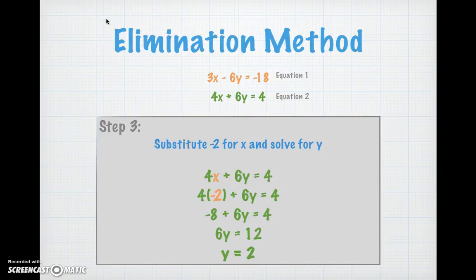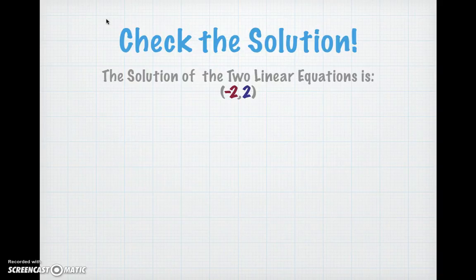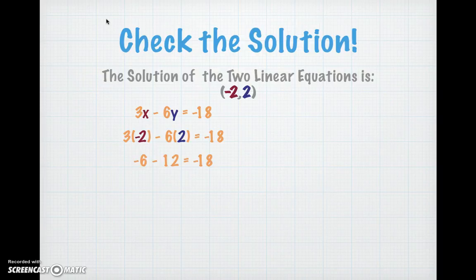Now that I have what my x and my y equal, I can take those points, negative 2 and 2, and I'm going to check them to see if they're a true solution for those linear equations. So I'm going to substitute negative 2 into the x, and positive 2 into my y for my first equation, and I get 3 times negative 2 minus 6 times 2 equals negative 18, which simplifies to negative 6 minus 12 equals negative 18, which comes out to negative 18 equals negative 18, so those points are a solution for that equation.